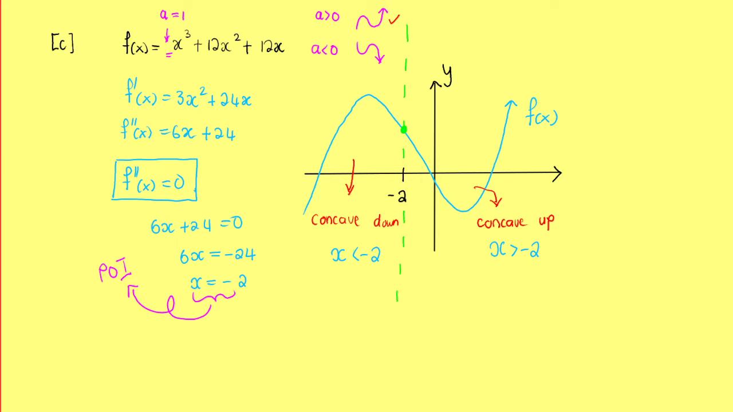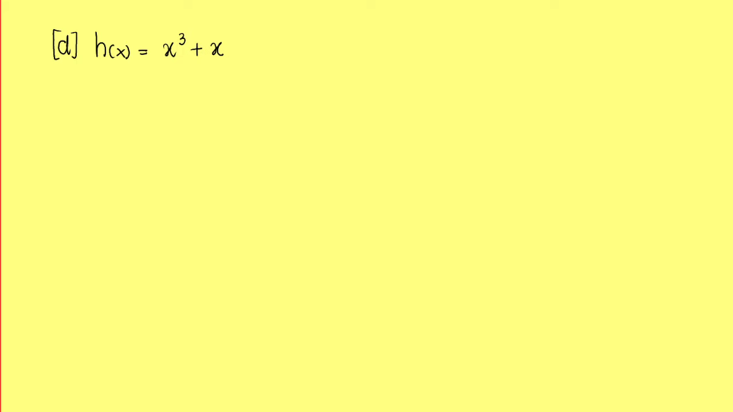Let us look at the last example. Here we are given h of x equals x cubed plus x. Again, how do you find concavity? Well, you have to derive twice. Our first derivative is 3x squared plus 1, and then our second derivative would be 6x. Equate your second derivative to 0. If we do that, we get our point of inflection, and our point of inflection here would be 0.